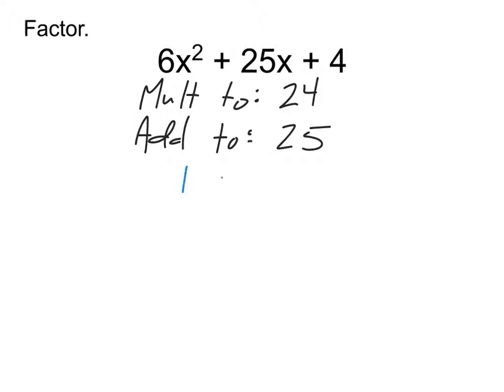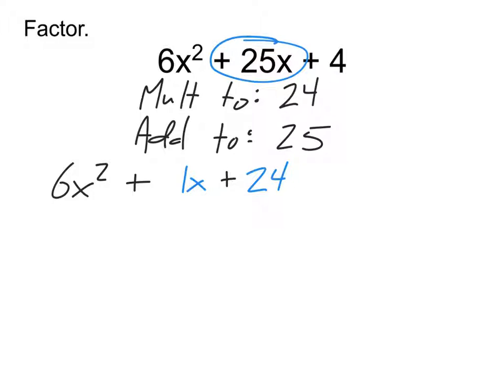Yep, it's got to be 1 times 24 there. So that's then the combination I'm going to be using here. So I now split my 25 up into 1 and 24. So then it's going to become 6x squared plus 1x plus 24x plus the 4. And yes, you don't have to write it as 1x here. You certainly can, and in fact I'd even encourage you, go ahead and write that just as x.